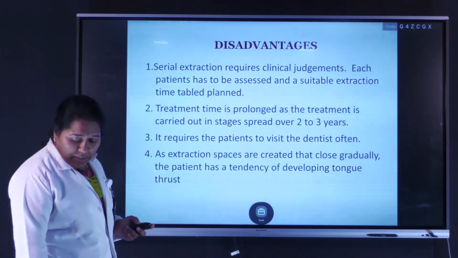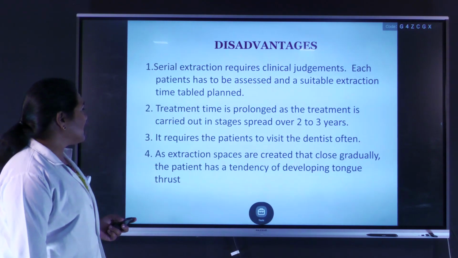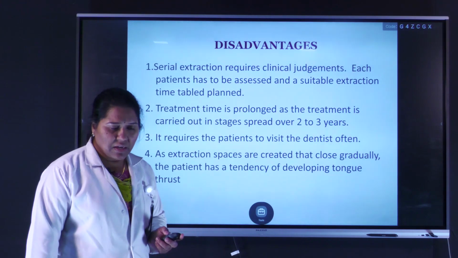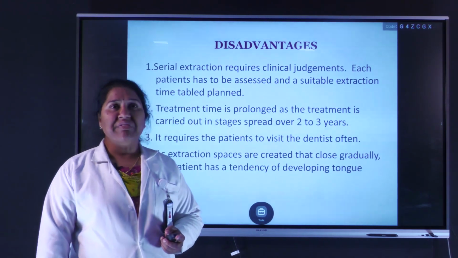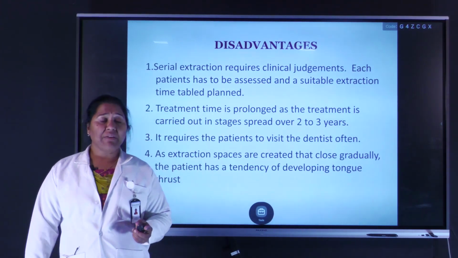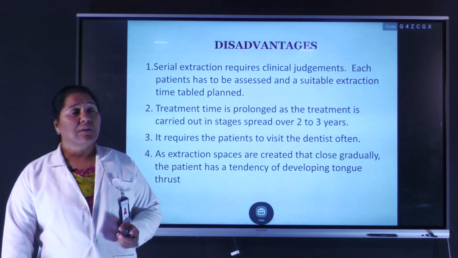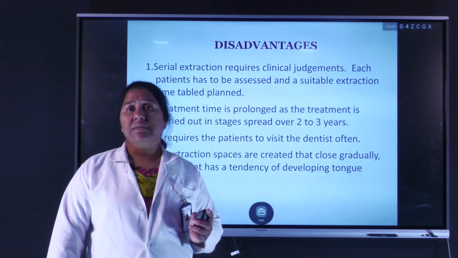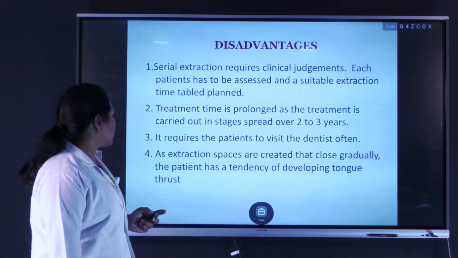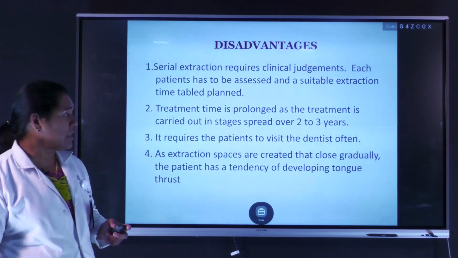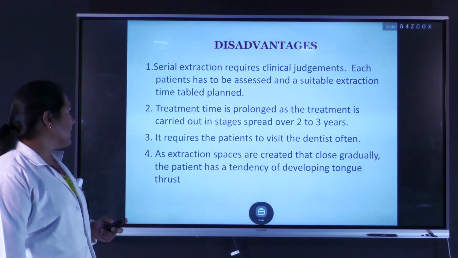So coming to the disadvantages. What are the disadvantages? Serial extraction requires clinical judgment. See, your judgment should be very accurate, because if the judgment is not correct, there is a very good chance of failure of the serial extractions. Treatment time is prolonged as the treatment is carried out in stages spread over 2 to 3 years.